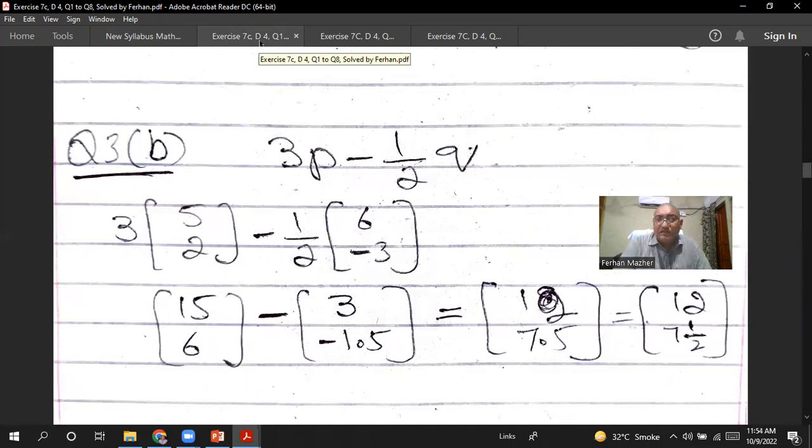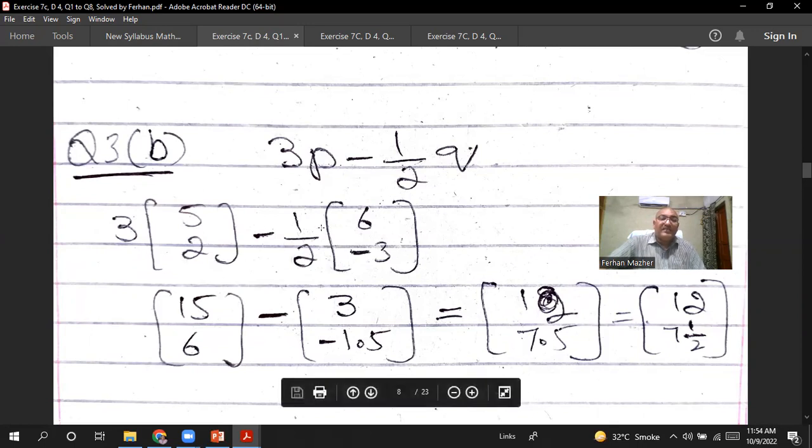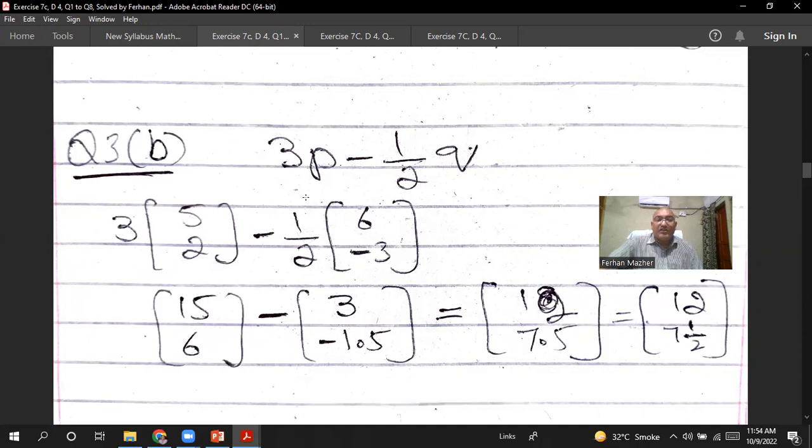Simply put the value of the P and the value of the Q. So you will have 3 multiplied with the 5, 2 minus 1 by 2, and in the column vector you will have 6 minus 3. So it will be 15, and 6 minus 6 divided by 2 will be 3, and I will not take this negative inside. Okay, I will keep it out.